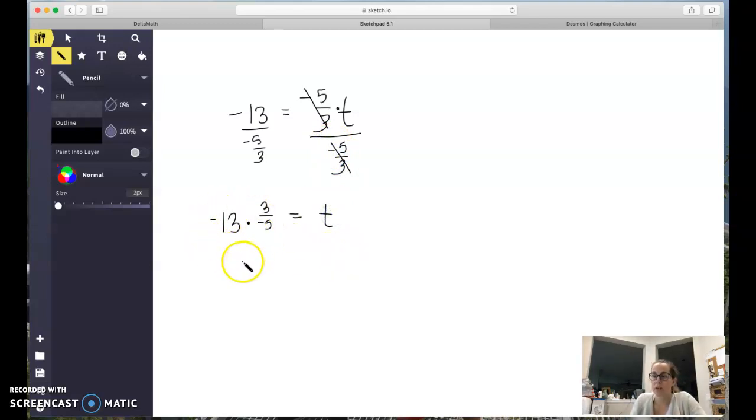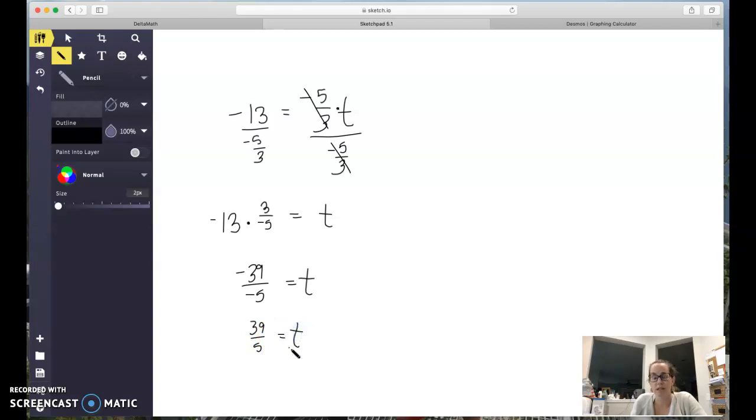So then at this point, you could do the operations by hand, right? Negative 13 times 3, what does that give us? Negative 39. And then we have negative 5 in our denominator. And we know, hey, two negatives, those divide out and leave us with a positive 39 over 5.